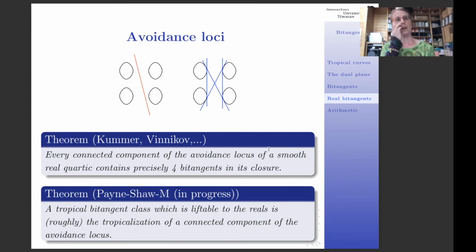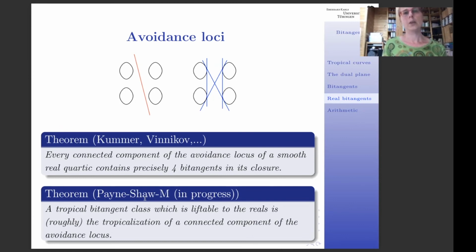And it turns out, and this is something I'm investigating together with Sam Payne and Kristin Shaw, and this is still work in progress, a tropical bitangent class which is liftable to the reals is actually the tropicalization of a connected component of the avoidance locus. And that means that the four real lines which are in the closure of this connected component will map to 4 points in this tropical bitangent class, which are liftable. So the tropical grouping into 4 and the real grouping into 4 actually coincide.